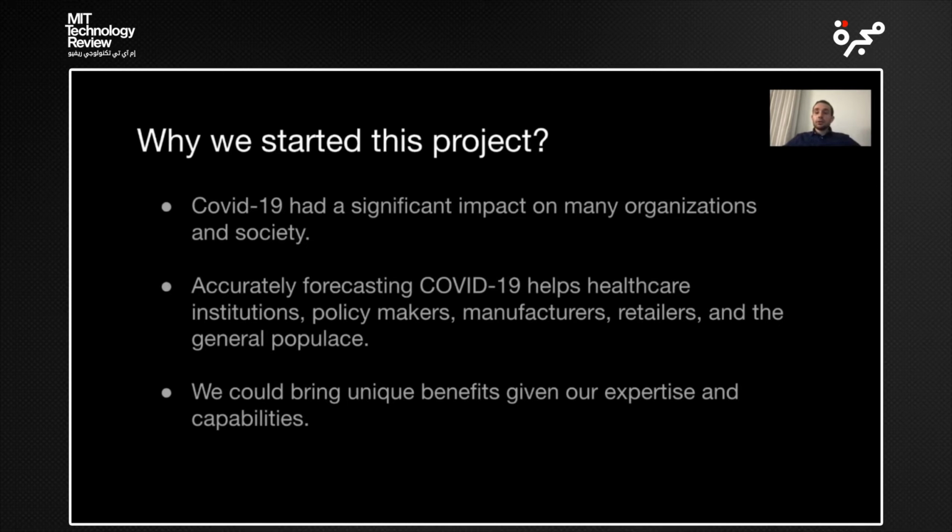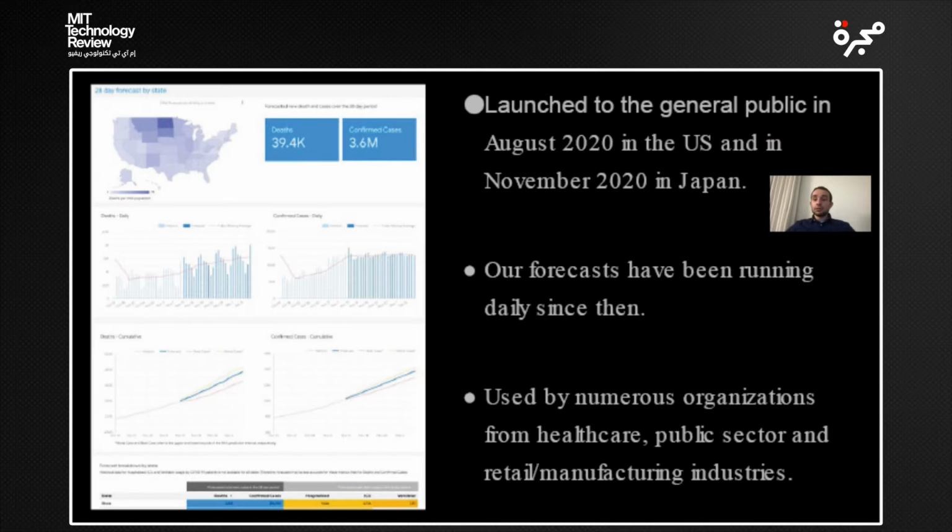We launched our COVID-19 prediction models to the general public in August 2020 in the US and November 2020 in Japan. Our forecasts have been running daily since then. They have been used by many organizations both in the US and Japan from healthcare, public sector, and retail manufacturing industries.